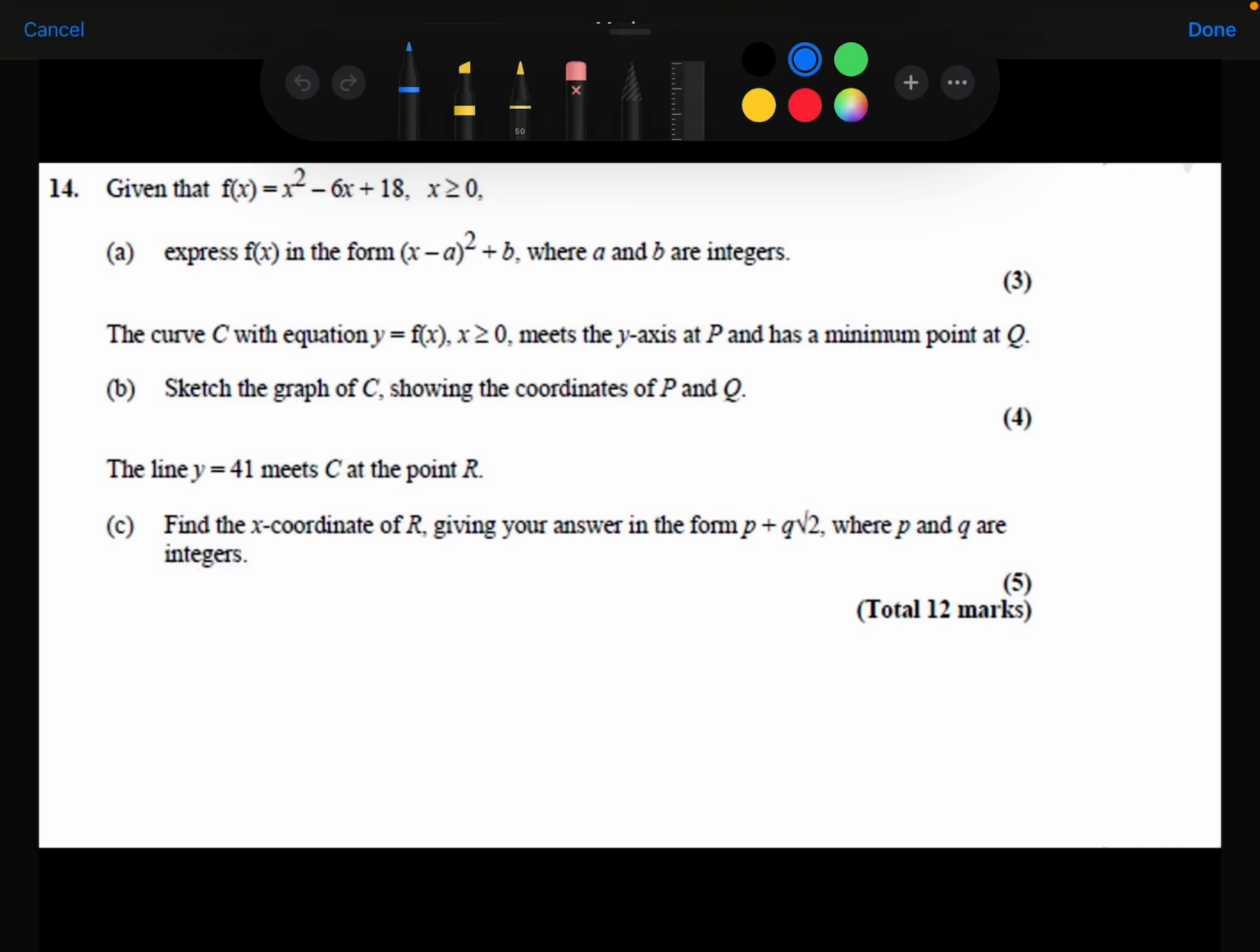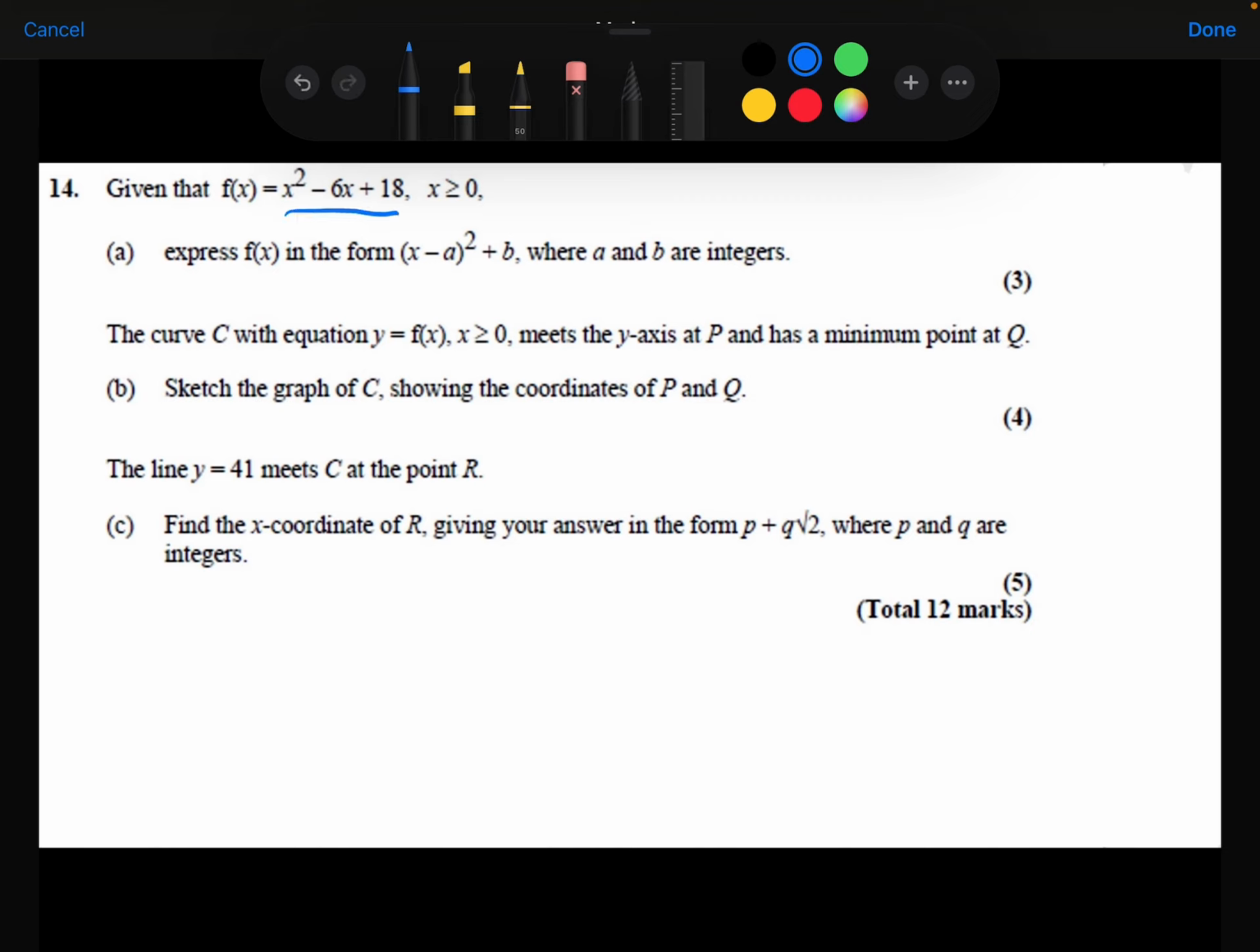Given that f of x is equal to x squared minus 6x plus 18, and x is greater than or equal to 0, I need to express f of x in the form x minus a all squared plus b, where a and b are integers. So this is completed the square form. So I need to complete the square on f of x.